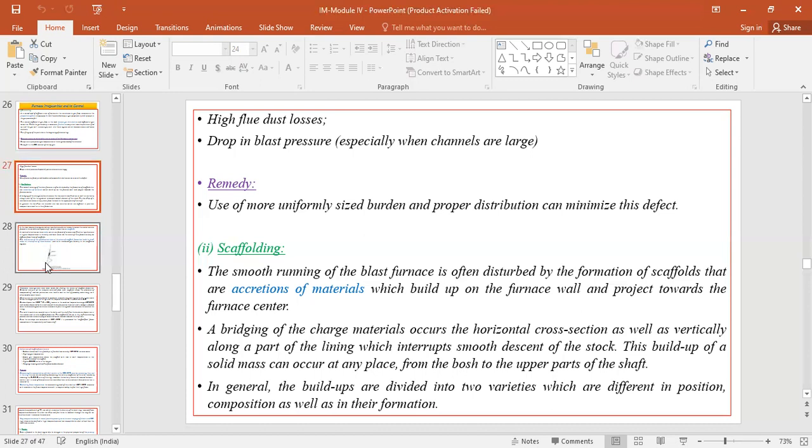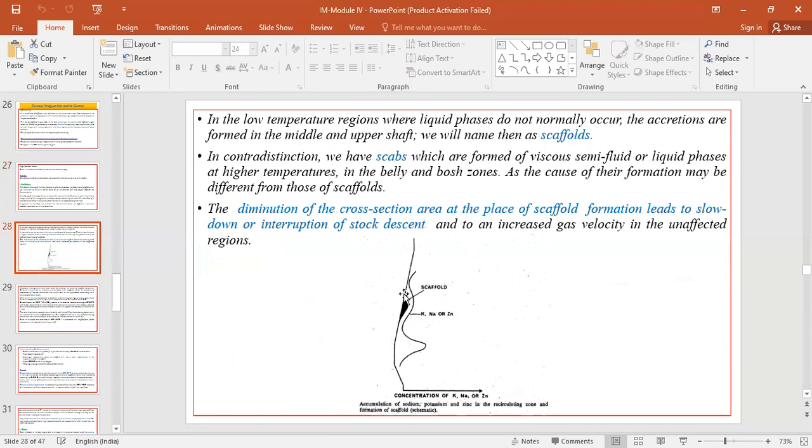So something like this. Yeah, these are the solid projections which you can see. Like this, these projections can be much bigger also. There are two types of this kind of accretion formation that may take place inside the blast furnace. One is at the top part of the blast furnace in the shaft region, and the other can be at the belly boss region of the blast furnace.